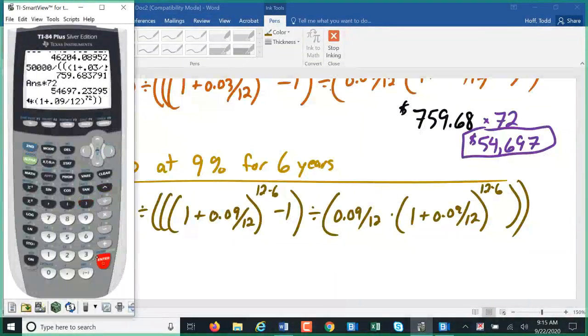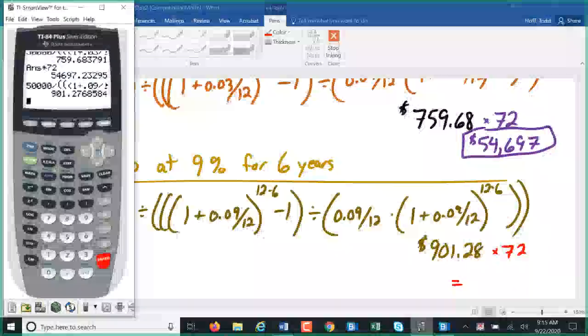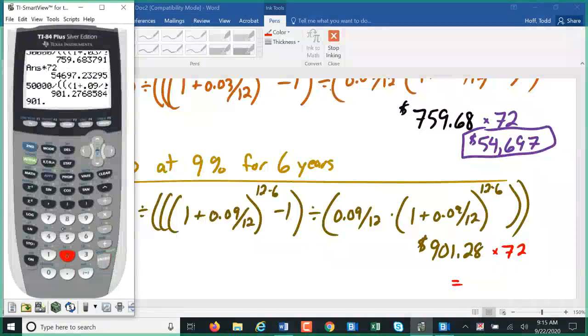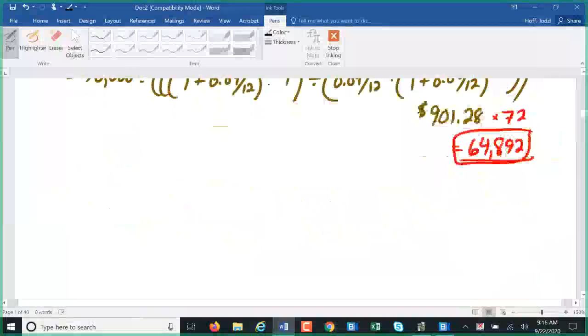So your payment is going to go from $759 up to $901.28. Now let's multiply that times 72 payments for the 6 years to get a total amount paid. You're going to pay a total of $64,892.16. So you're going to go from paying $54,000, almost $55,000 for that truck, to almost $65,000 for that truck. Significant, very significant difference in the amount of interest paid there.